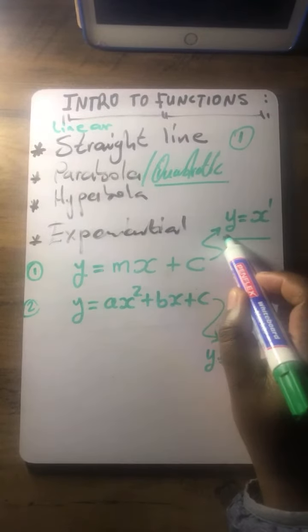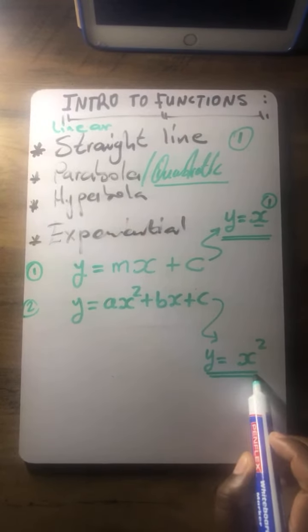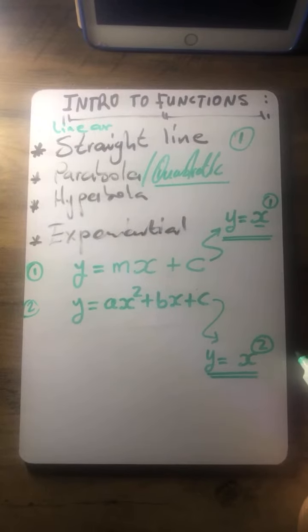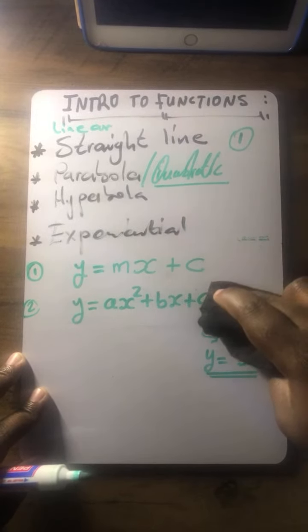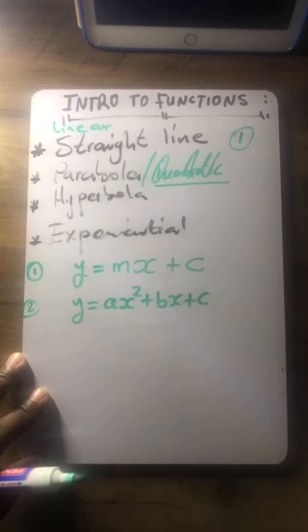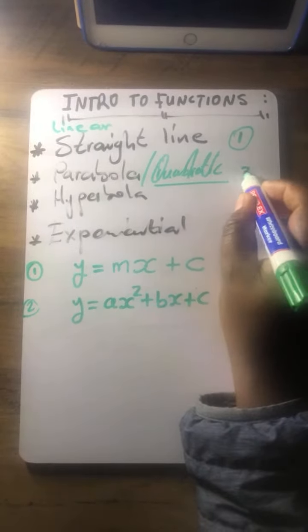This is a linear when x is to the power of 1. This one is a parabola or a quadratic equation when this is to the power of 2. It is very important that you are able to notice the type of function that you are dealing with, because when you are being asked questions, you might find that your function is not written in the standard form. So if you know the type of function you are dealing with, you can easily rewrite it in the standard form. So that was number 2.